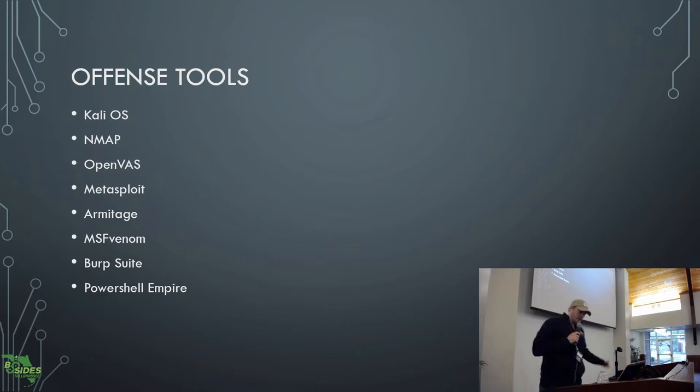Offensive tools: you've got Kali Linux, which is just an operating system. We'll go over these more in depth. Nmap is a good one, OpenVAS, Metasploit, Armitage, MSVenom, which is a payload builder, Burp Suite, and PowerShell Empire. There are many other tools. Kali comes pre-built with a lot of them. We're just skimming over the basics for people who don't know.